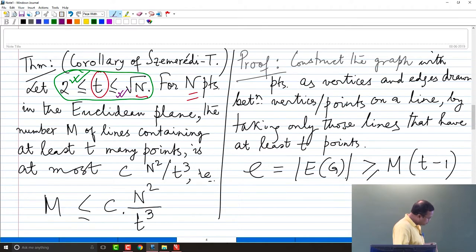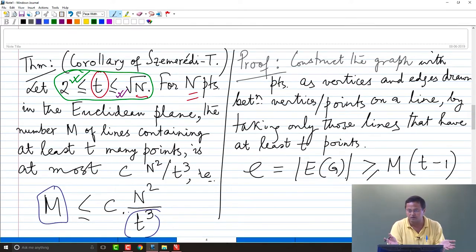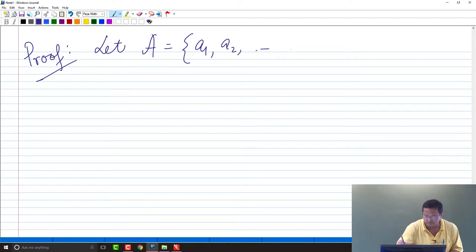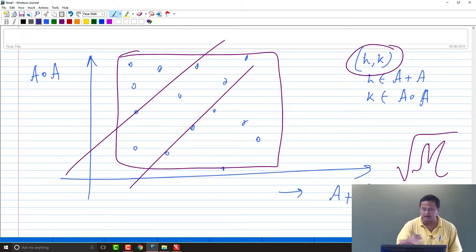So, from my transformation from sets of numbers to geometry, I will estimate M and t from my geometric construction. Then one inequality, one variable: n would be estimated. That would be my idea. Now, the trick of Elekes's paper is as follows. So now let's talk of the proof. We start with again the same thing. The punchline will come in defining a function that will take you from A plus A to A dot A.